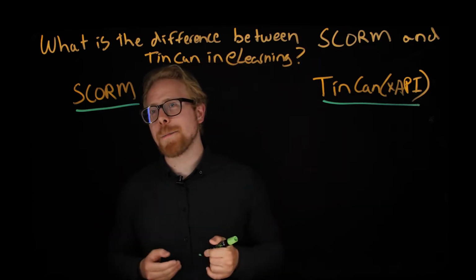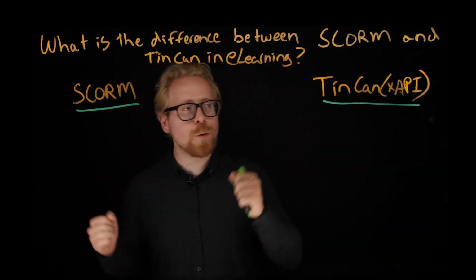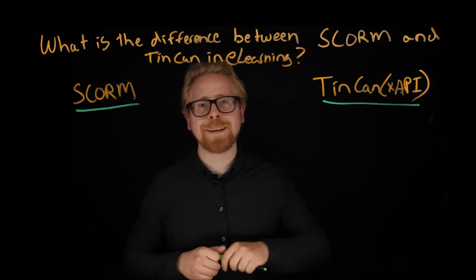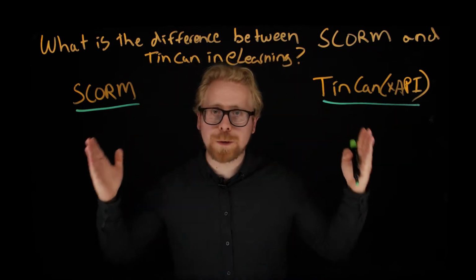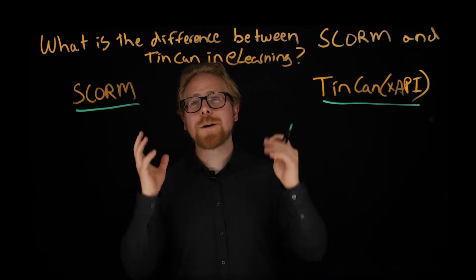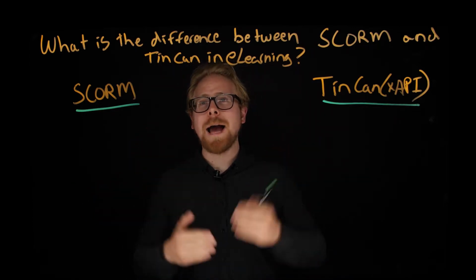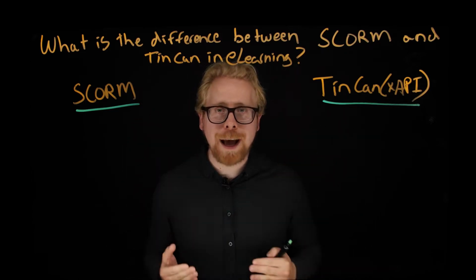We're going to talk about 4 attributes of SCORM, 4 attributes of Tin Can. We're actually going to talk about the precursor to both of these. And we're going to go through if you actually need them or not.